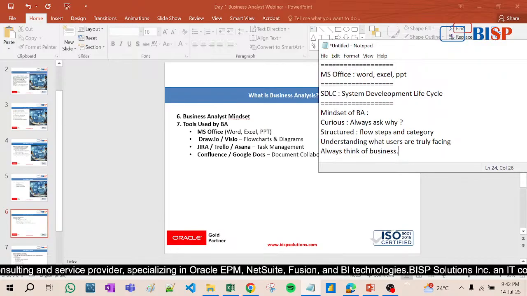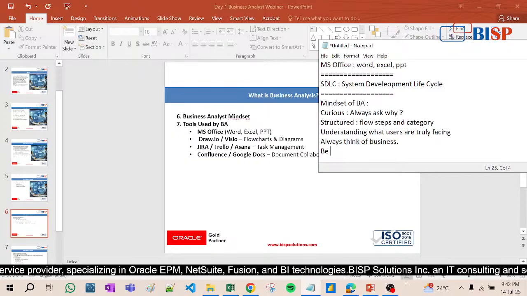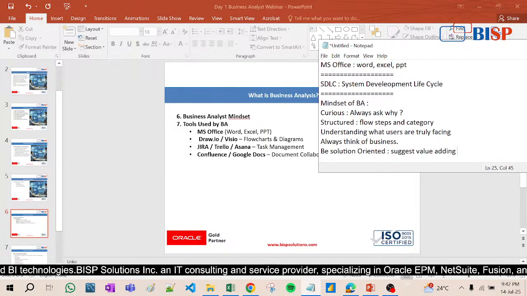And then be solution oriented, right? Be solution oriented. This is called solution oriented. Suggest value adding improvements. Solution oriented means always suggest value adding improvements, right? So you have to be a solution oriented person.